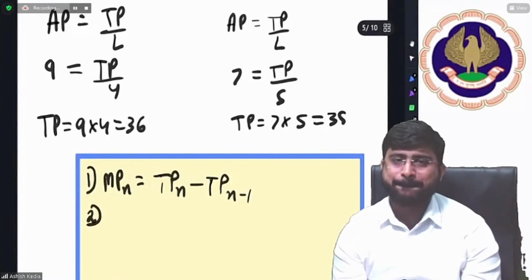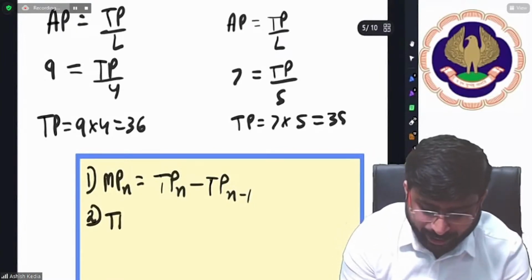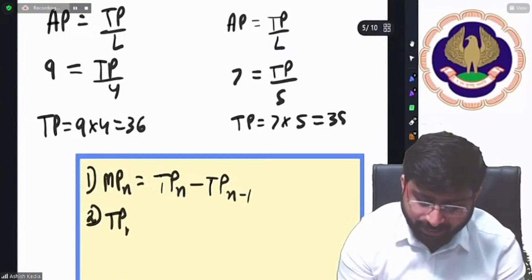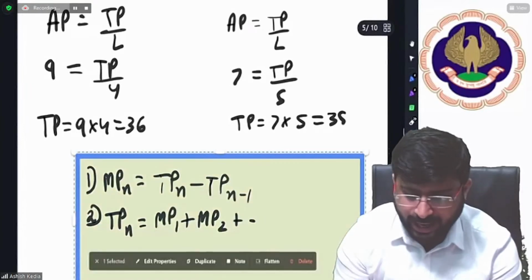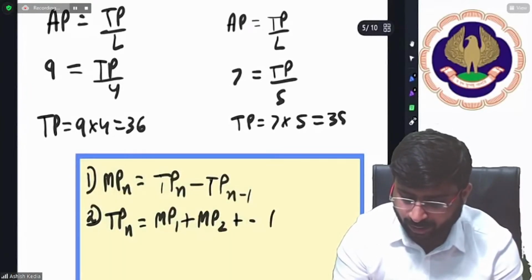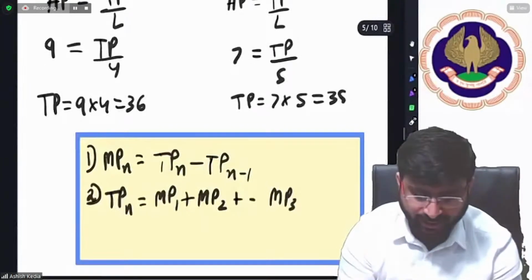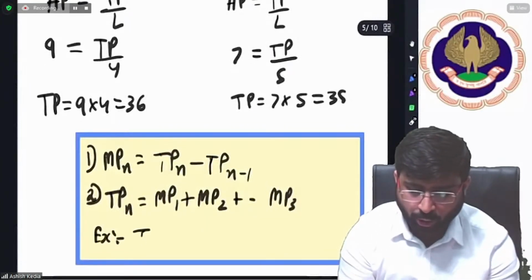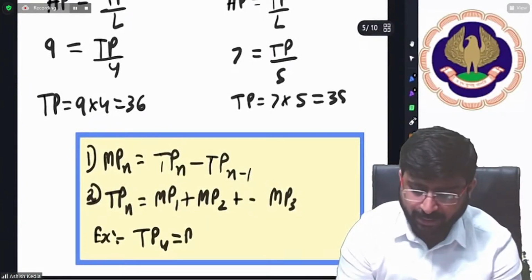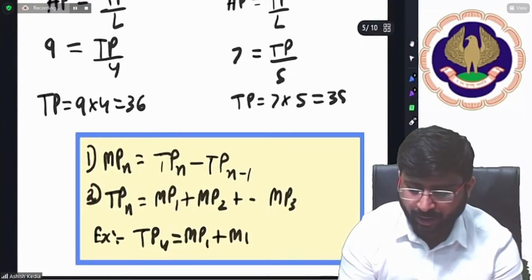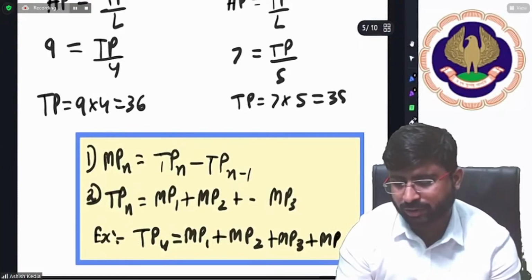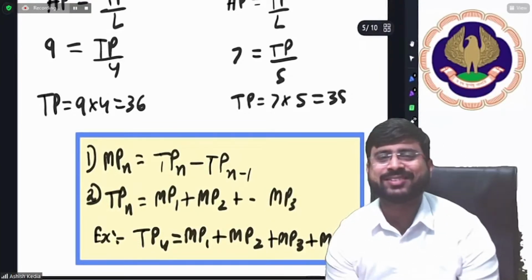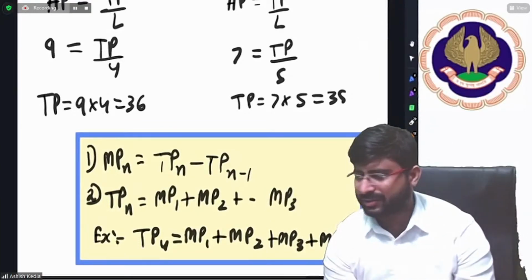Again, if you want total product at any level, it equals the marginal product up to that level, that is, for the first unit, the second unit, up till n units you will keep adding. Example, if you need a total product of 4 units, then marginal product of first, second, third, and fourth. That's how you go about it, friends.